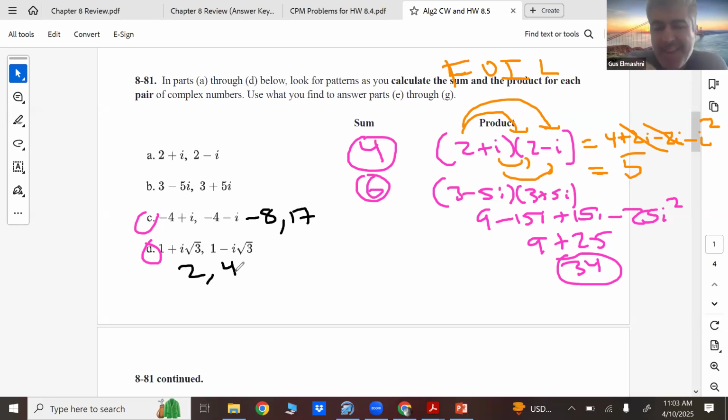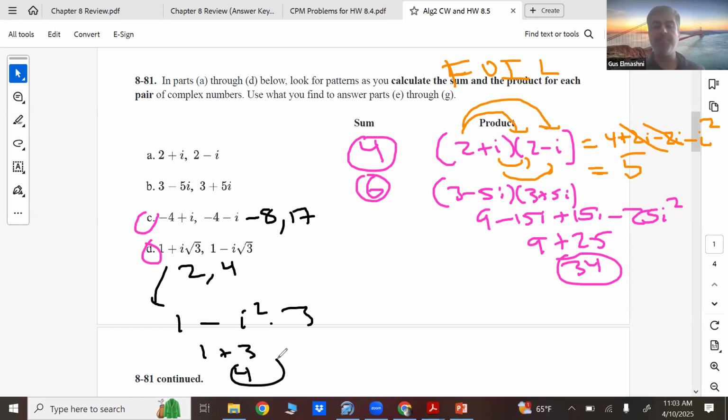And part D will be 2 and 4, because if you do √3 times √3, that is 3, but negative i squared is 1. So you have 1 minus i squared times 3, which should be 1 plus 3. So you have 4 when you multiply it out. So all should come out as a nice clean number.